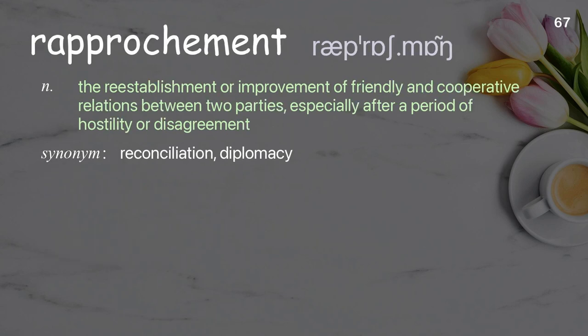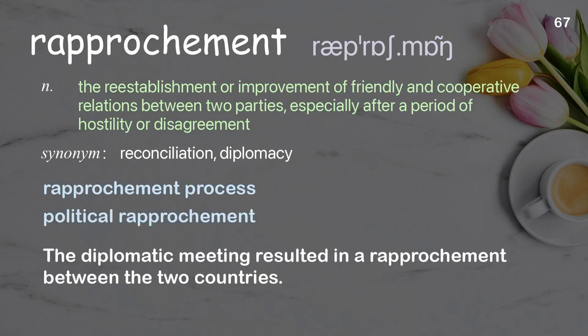Rapprochement. The re-establishment or improvement of friendly and cooperative relations between two parties, especially after a period of hostility or disagreement. Examples. Rapprochement process. Political rapprochement. The diplomatic meeting resulted in a rapprochement between the two countries.